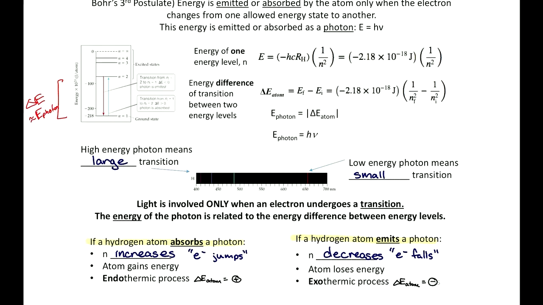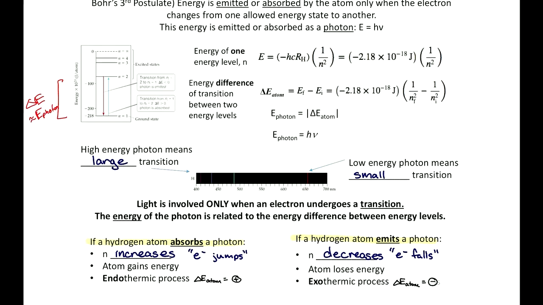And so what we see here, the third postulate, it says that light is only involved when an electron is moving between energy levels. That's the only time light is involved. When an electron goes up the ladder, light is absorbed. When the electron comes falling back down off the ladder, light is emitted. But if you just have an electron sitting there on the ladder, it's not doing anything with light until it starts moving around.